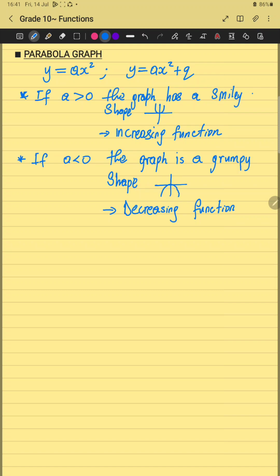Let's look at that. Now this is how the value of a affects the graph. So if it's greater than 0, it is an increasing function. If it is less than 0, it is a decreasing function. Now let's look at the value of q.